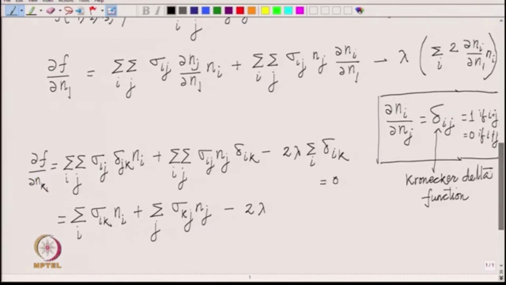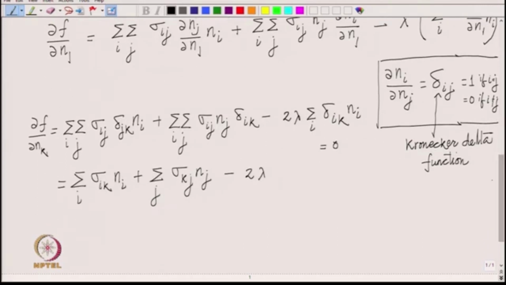So, likewise here you have n_i also. So, finally, the summation over i is then gone and i is replaced with k. So, this becomes 2 lambda n_k and that is equal to 0. Okay. Now, I am going to say that the first and second term here are actually the same.